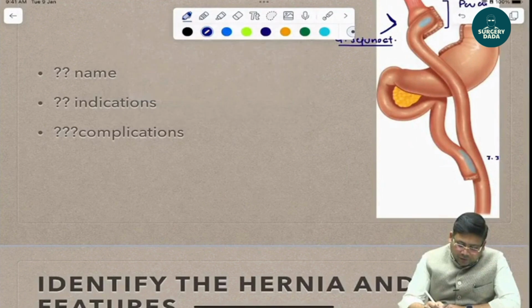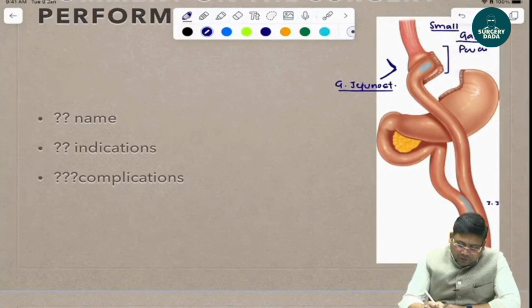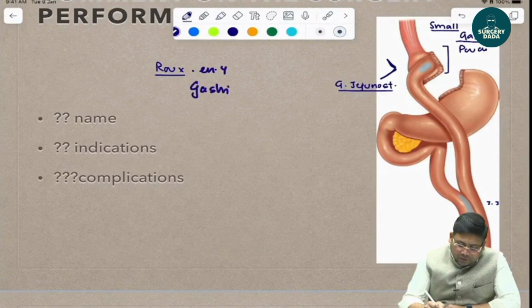Are you seeing this image? You are seeing nothing but a Roux-en-Y gastric bypass. This is very, very important. So this is a Roux-en-Y gastric bypass. So we have got the name Roux-en-Y gastric bypass. So what is it? What is the nature of this surgery?